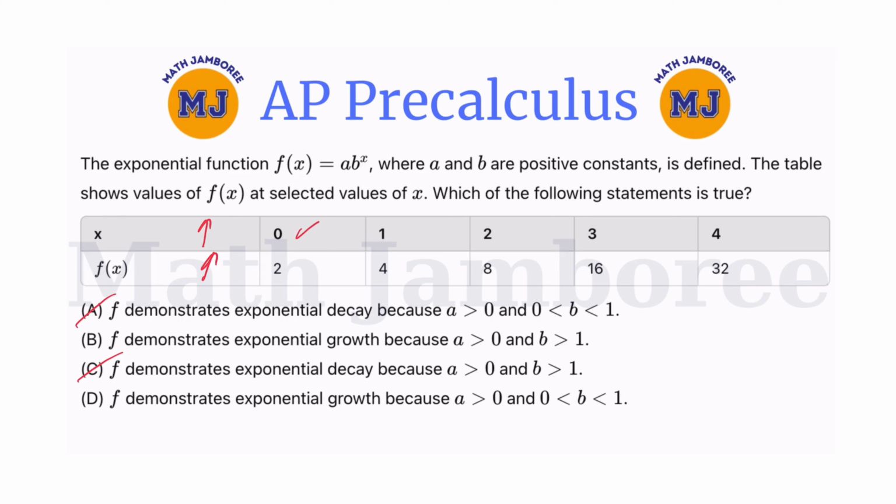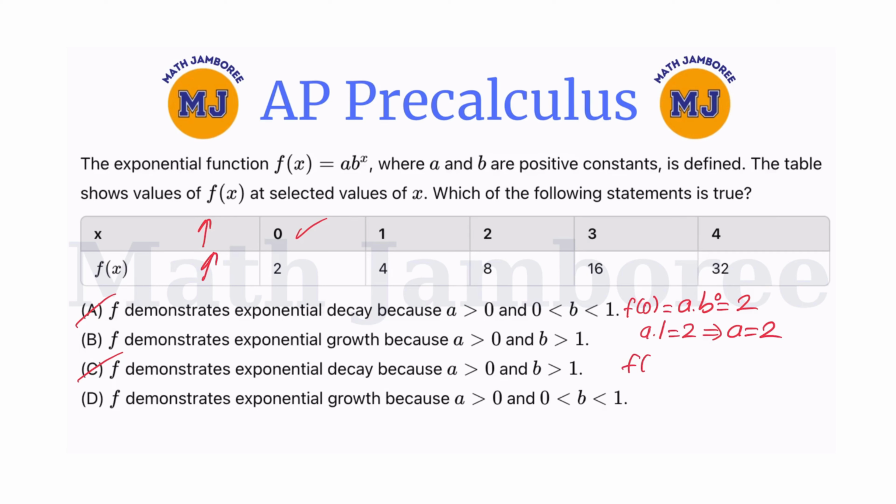To do that, I will use this data. f of 0 is a times b to the power of 0, which is 2. b to the power of 0 is 1, so a times 1 is 2. So therefore, a is 2.